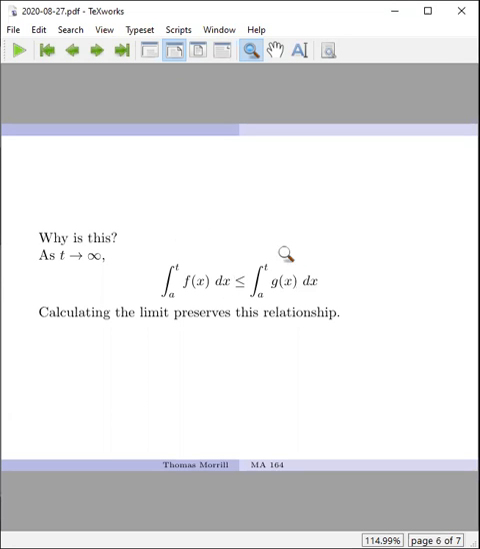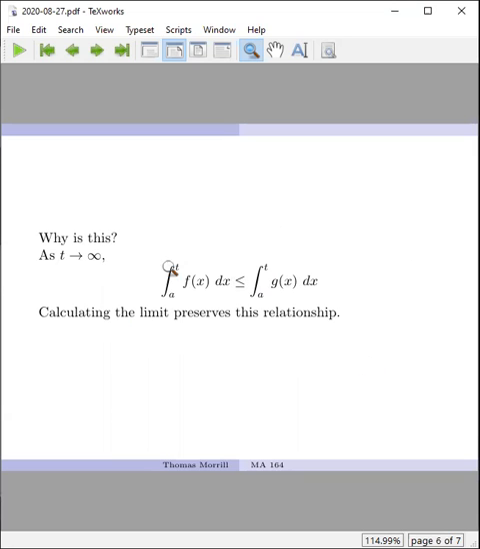but if you prefer to work things algebraically, then you can say that as I'm taking that limit, for any value of t, the integral of f of x, the finite integral, has to be less than or equal to the integral of g of x, right? Integrals preserve this relationship for functions that bound one another.